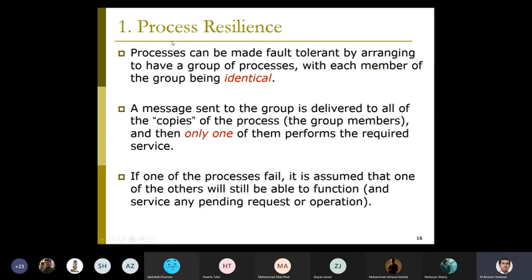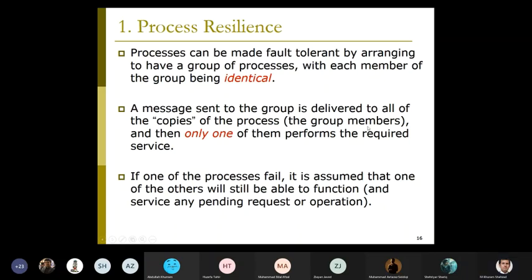In process resilience, what we need to do is make identical copies of a process. So in a group of processes, each process is identical. This is process resiliency. Processes can be made fault tolerant by arranging to have a group of processes, with each member of the group having identical copies of that process. A message sent to the group is delivered to all the copies of the process.